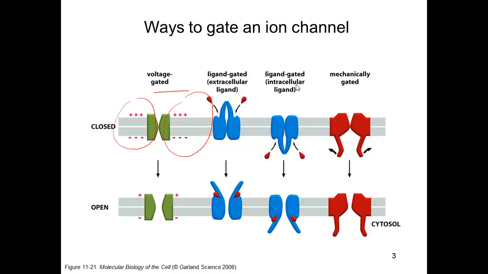Ligands can gate channels. They can bind to and cause conformational changes opening channels. That can occur extracellularly or intracellularly. And then there are mechanically gated channels that open in response to a pressure, such as ion channels on the hair cells in your ear, and also the ion channels which signal pain or touch in your fingers are examples of mechanically gated channels.